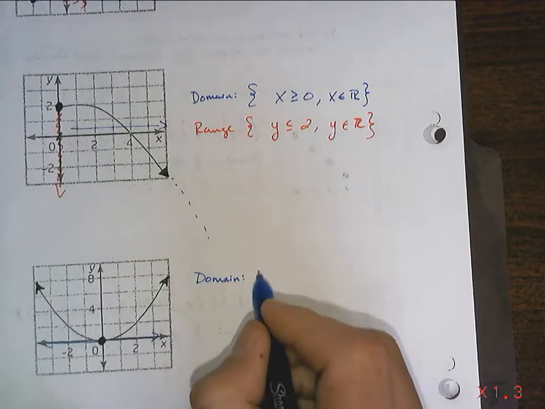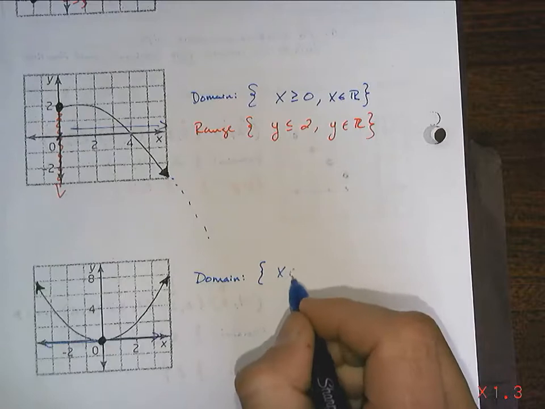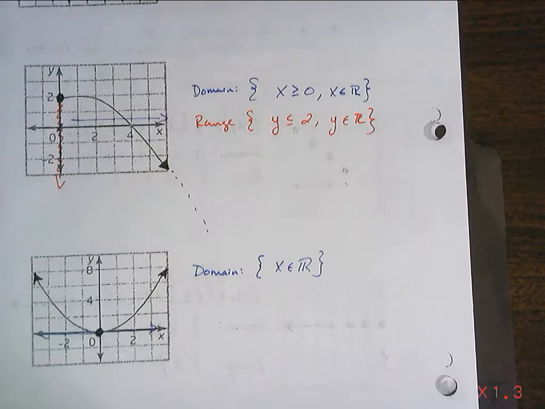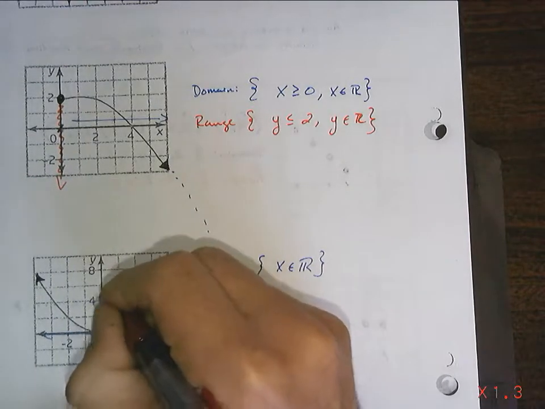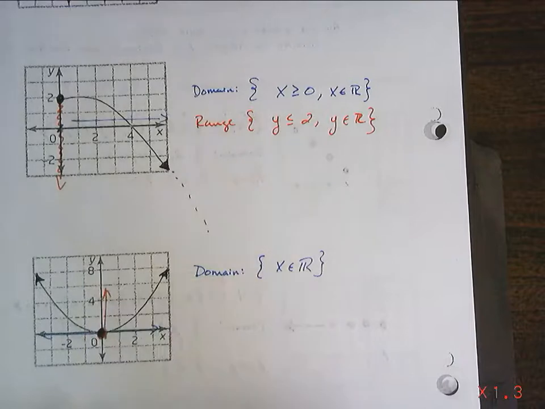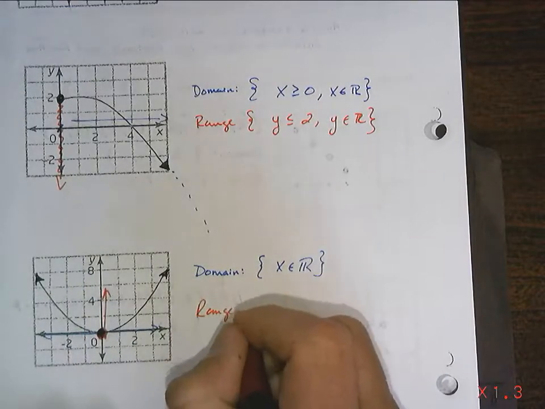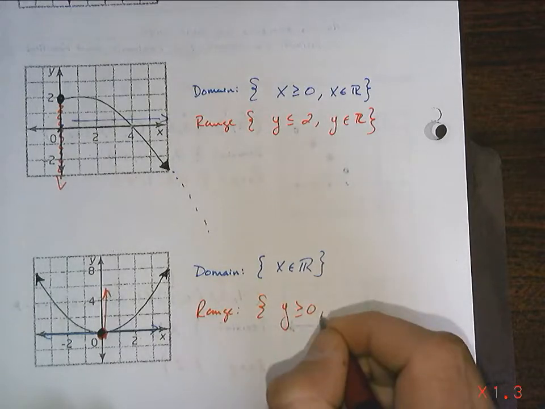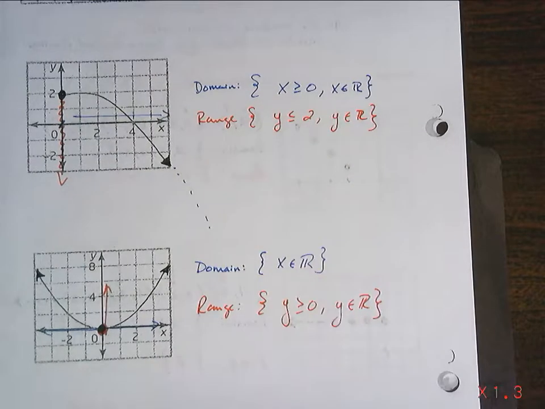How do I say x is going to be every single number? Well, I simply say x is an element of the real numbers, which means it can be any number at all: the decimals, the fractions, the integers. What about the range? The range is not so forgiving. The range has a lowest value it can be. There's a lowest value of y. So the range is going to be y must be greater than or equal to 0, and y is an element of the real numbers.